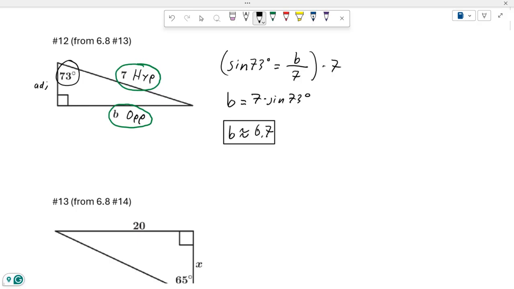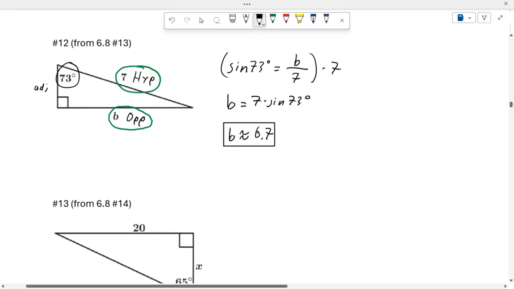And that is my answer for number 12. I forgot to do this for number 11, but notice that you can check your answer by saying, all right, well, the hypotenuse is always the longest side, so my answer has to be lower than 7, in which case it is 6.7. I mean, it's close, but it's definitely lower than 7.